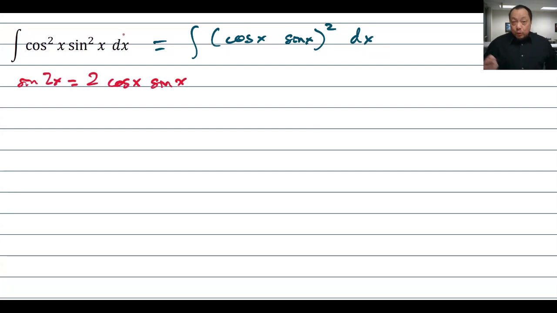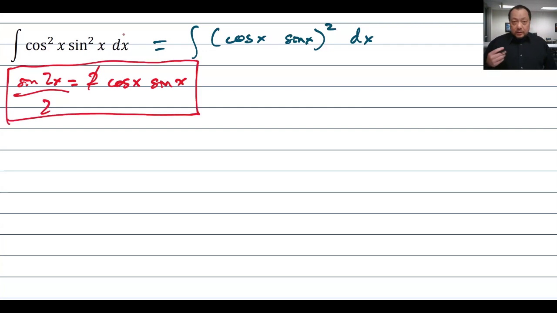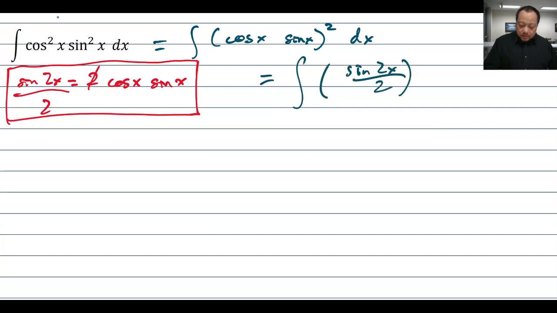And if I divide both sides by 2, then I end up with a formula that transforms cosine sine into a single sine. Different angle, but still a single sine. So applying this here, I have sine of 2x over 2, quantity squared, like that. And I can factor out the 1/4.